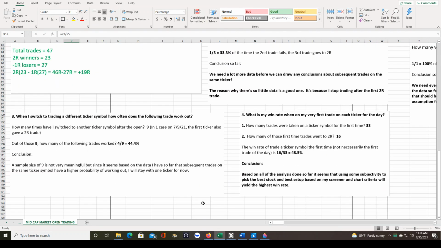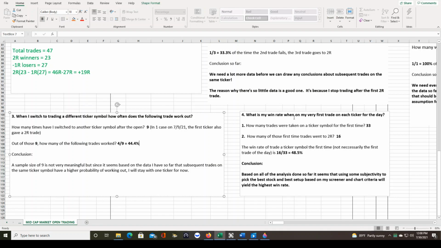Let's go to question number 3. When I switch to trading a different ticker symbol, how often does the following trade work out? Again, let's say I start on Amazon, the trade fails, I go to AMC and I take a trade. How often does that scenario work out? How many times have I done that? I've done 9. I need to bold that so that I can see it easier. I've done that 9 times. Out of those 9, they worked out 4 times. So the win rate is 44.4%, again above break even. You can read my conclusion. Again, we need more data, but this is the beginning of collecting it.